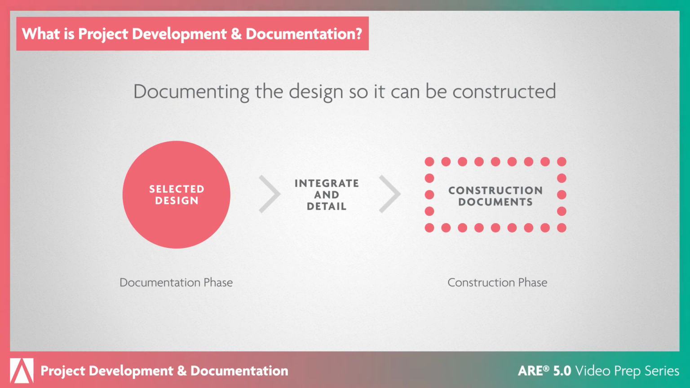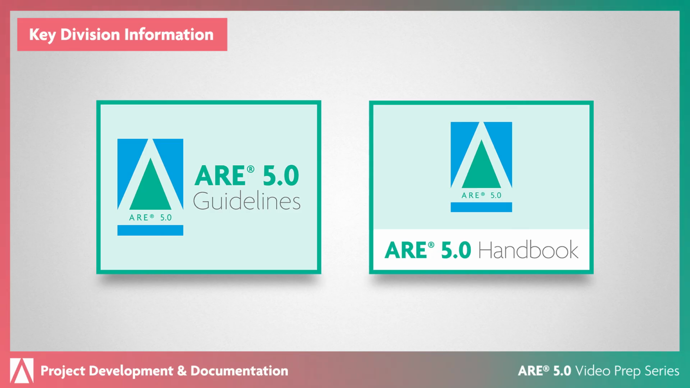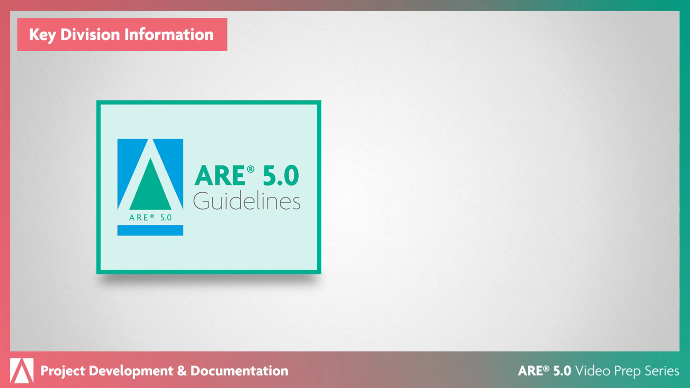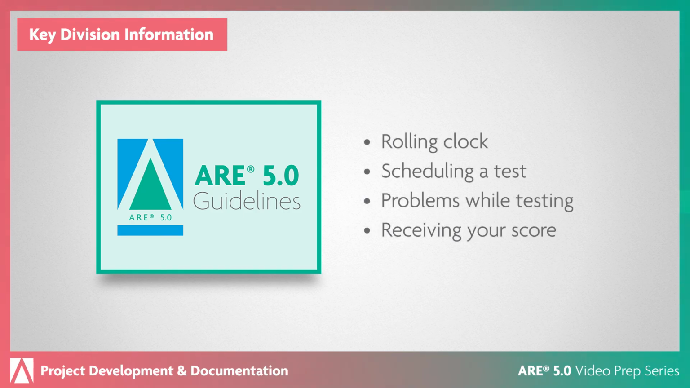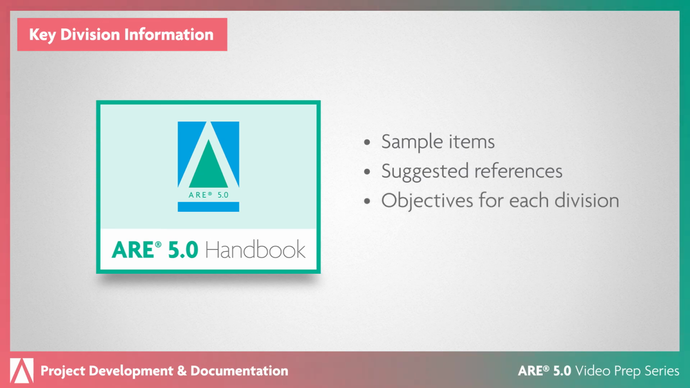Topics related to initial planning and design before design options are selected are covered in our project planning and design video. Be sure to review the latest ARE 5.0 guidelines and ARE 5.0 handbook, both on the NCARB website. The guidelines contain critical information about ARE 5.0 policies, including the rolling clock, scheduling a test, problems while testing, and receiving your score. The handbook discusses the content of all 6 divisions and includes sample items and suggested references, as well as more information on the objectives for each division.